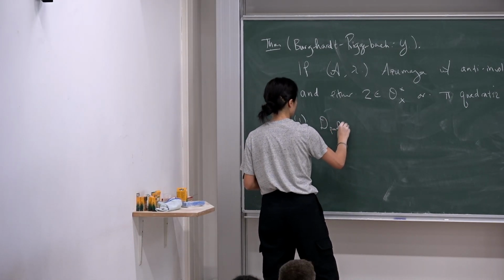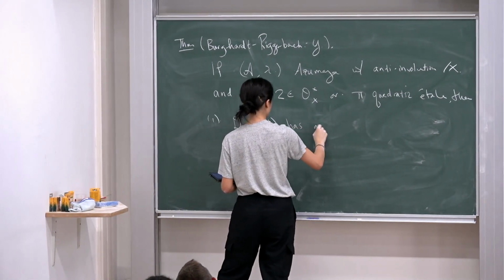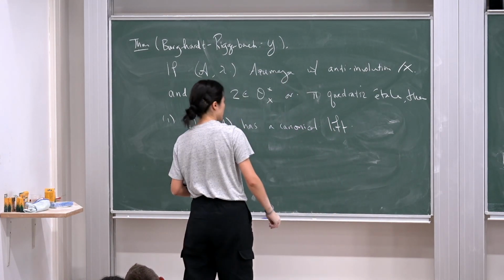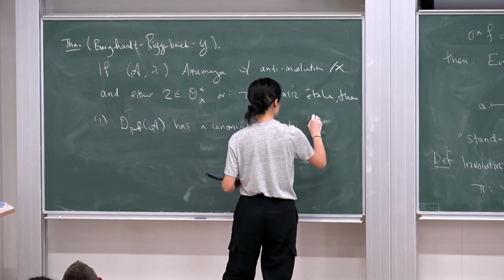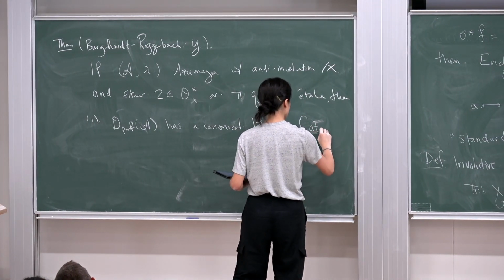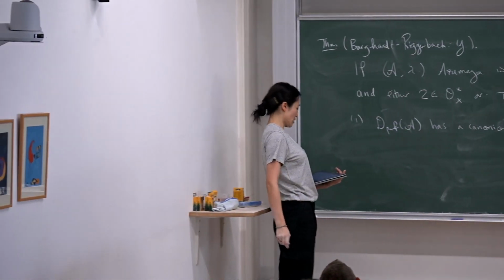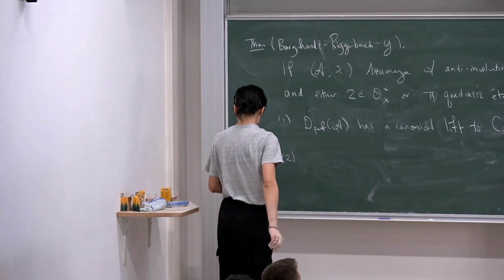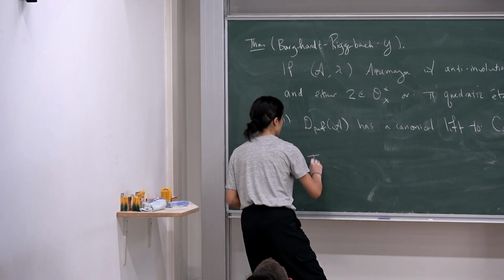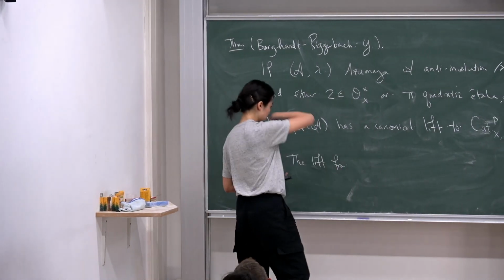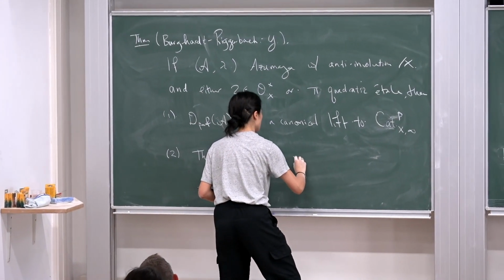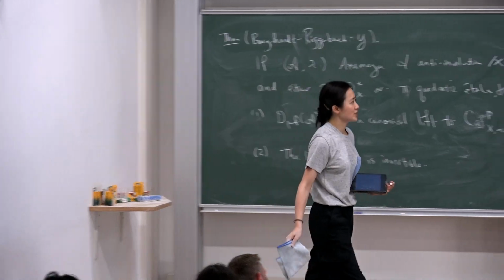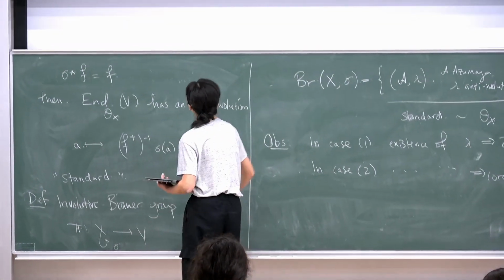D perf of A has a canonical lift to O_X-linear Poincaré infinity categories, and also this lift is invertible with respect to the symmetric monoidal structure I asserted existed, but didn't tell you what that was.